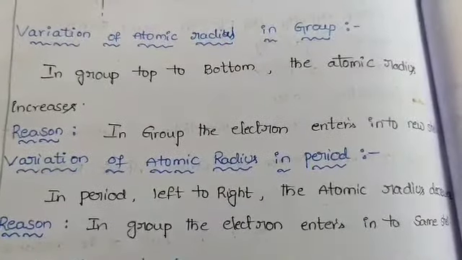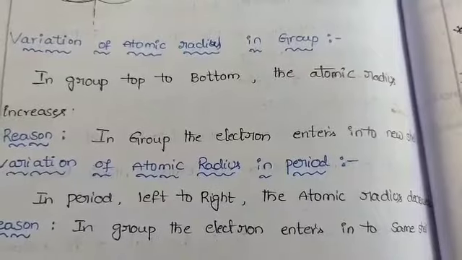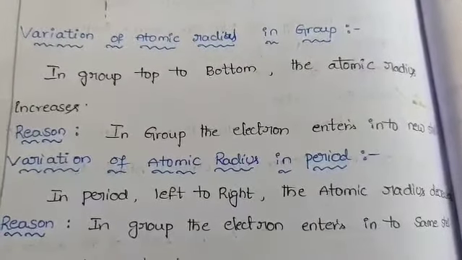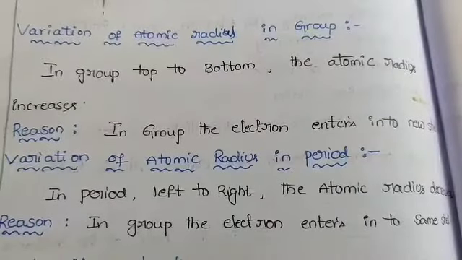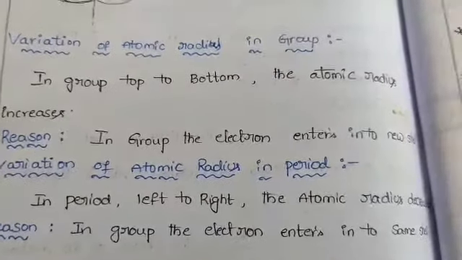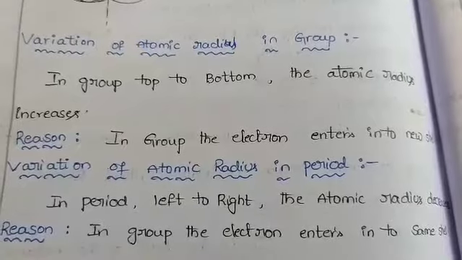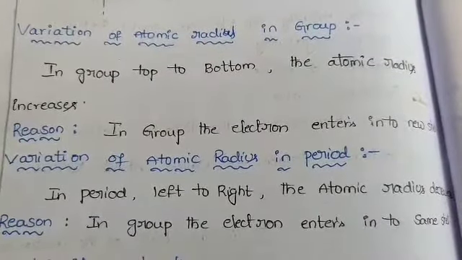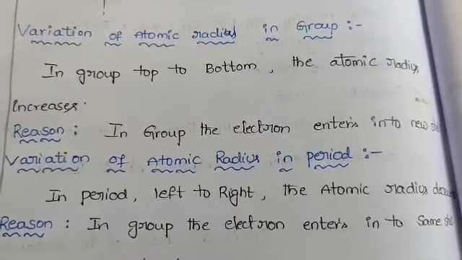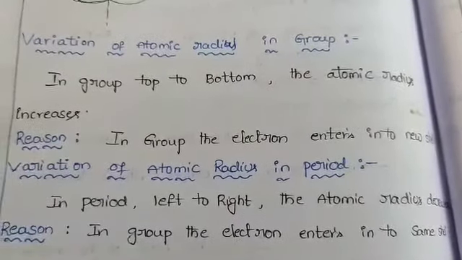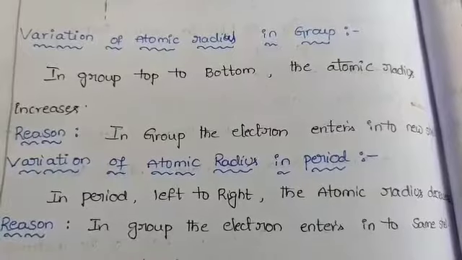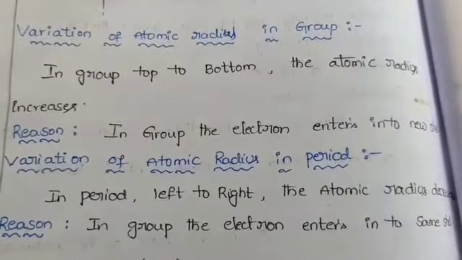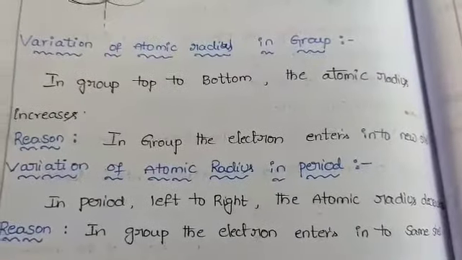And the variation of atomic radius in periods. Periods run left to right in the periodic table. In a period, from left to right, the atomic radius decreases because the electrons enter into the same shell. So this is atomic radius, the types of atomic radius, and the variation of atomic radius in groups and periods.